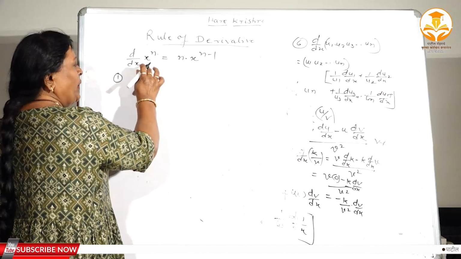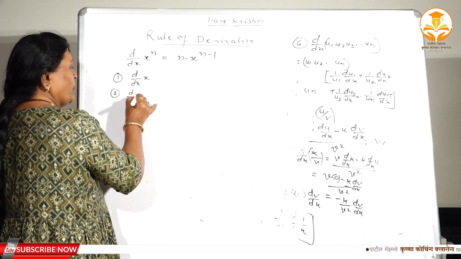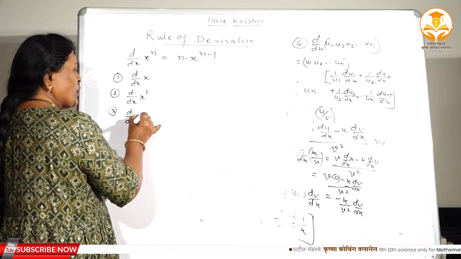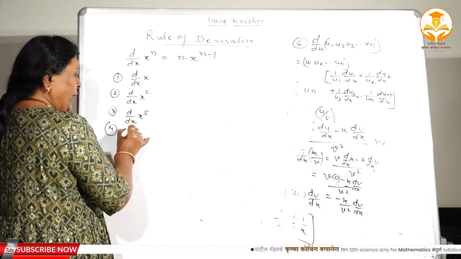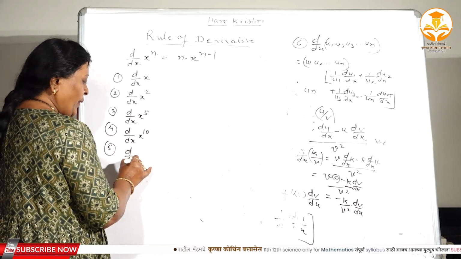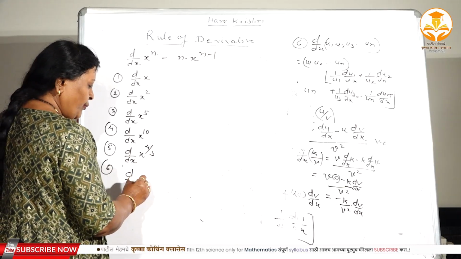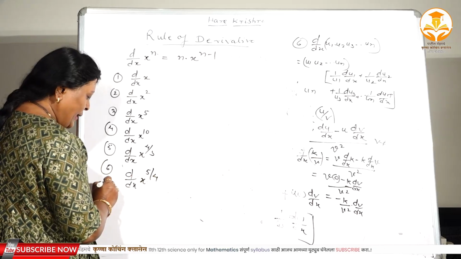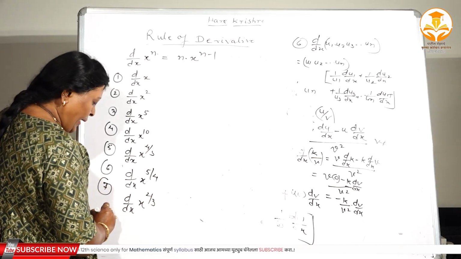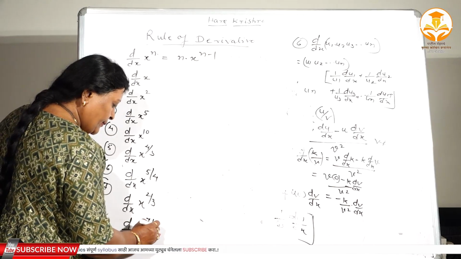पहिले याच्यावरचे example घेऊ आपण या फॉर्म्युल्यावरचे. d/dx of x, d/dx of x square, d/dx of x to the power 5. Fourth, d/dx of x to the power 10. Fifth, d/dx of x to the power 4 by 3. d/dx of x to the power 5 by 4. d/dx of x to the power 2 by 3. Eighth, d/dx of x to the power 7 by 8.